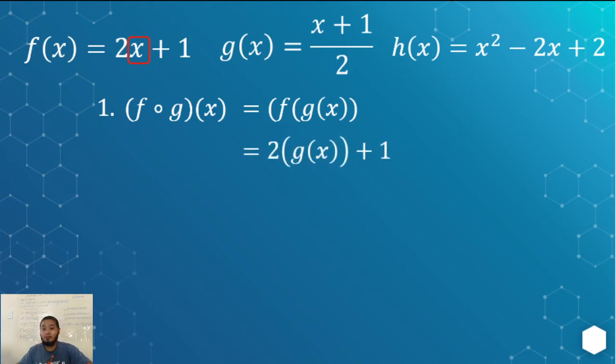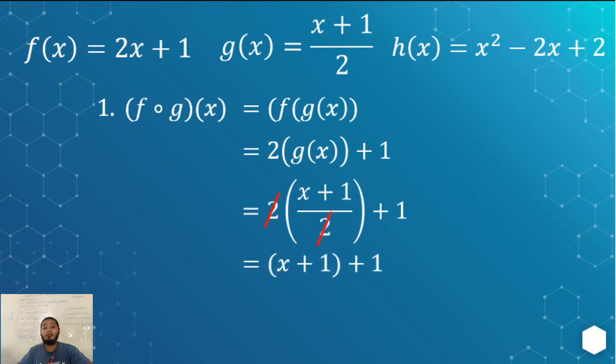Now, what is g of x? The given value of g of x is (x plus 1) all over 2. So in that case, substitute. We will get 2 times the quantity (x plus 1) all over 2, plus 1. Simplify this one, since we have 2 over 2, that is equivalent to 1, so we can cancel it out. So we will get x plus 1 plus 1. The value now of f of g of x is x plus 2.